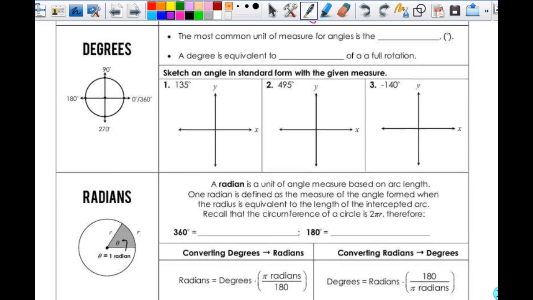Okay, so let's talk about angles in the coordinate plane. It says the most common unit of measure for angles is the degree. So we know how to measure angles in degrees. It's the only way you knew how to do it up to geometry. A degree is equivalent to 1/360th of a full rotation. Make sense?